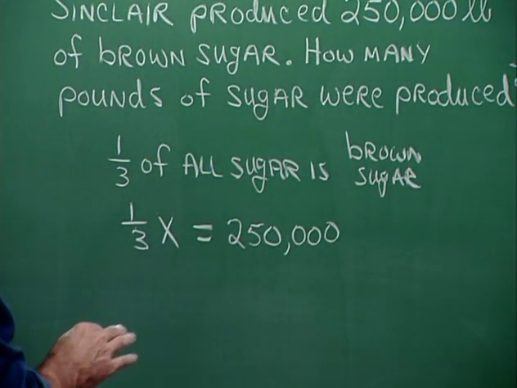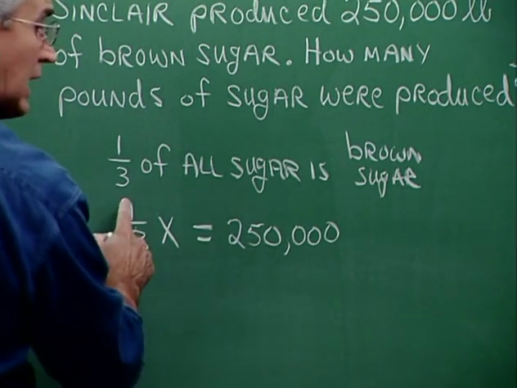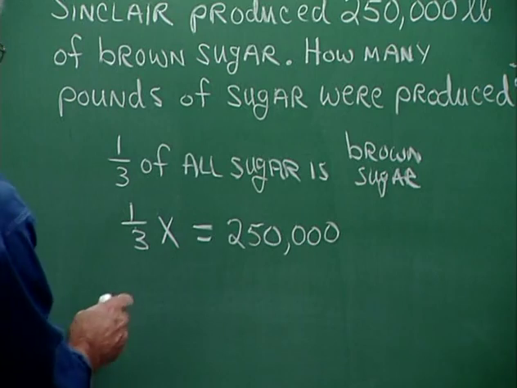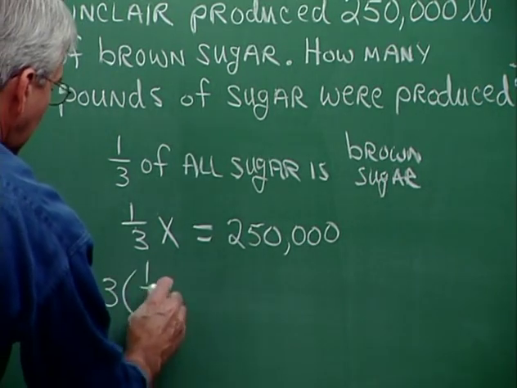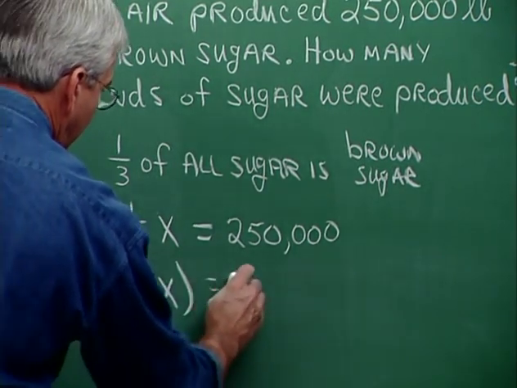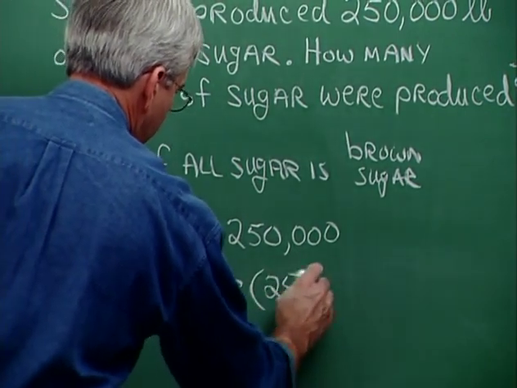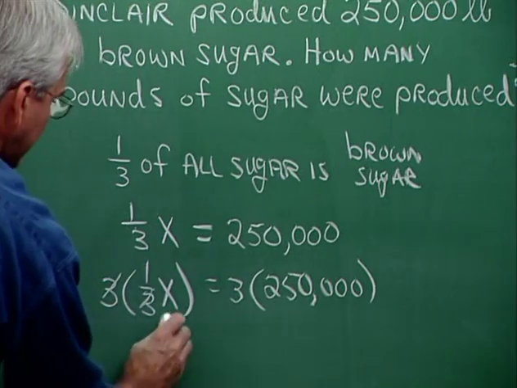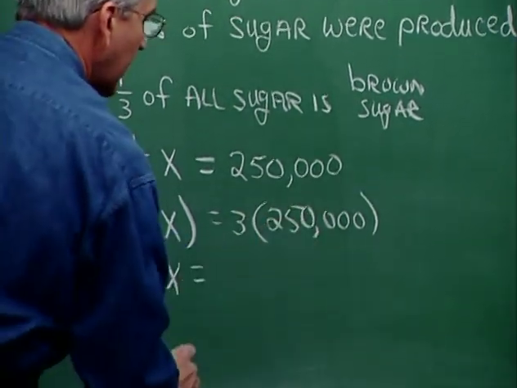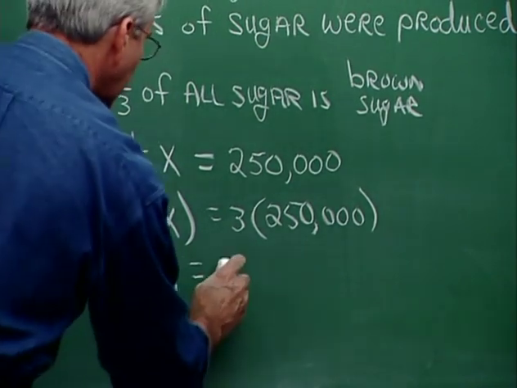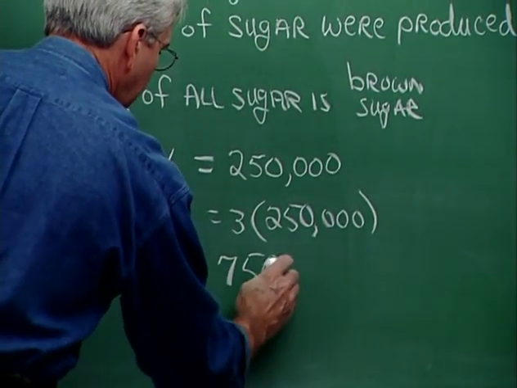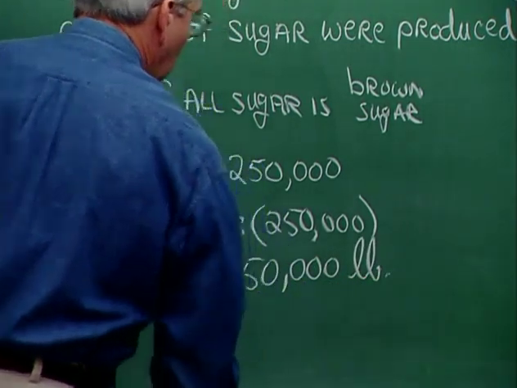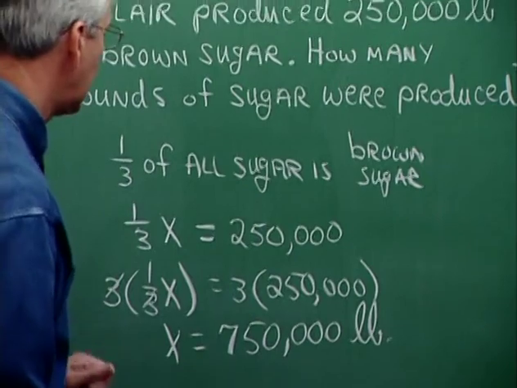All right, let's solve the equation. To do that, we'll clear the 1/3, and we clear 1/3 by multiplying by its reciprocal, which is 3. So we're multiplying by 3 on both sides. Threes go out here as expected, so we find x to be 3 times 250,000. That's 750,000 pounds of sugar produced overall by Sinclair Refinery.